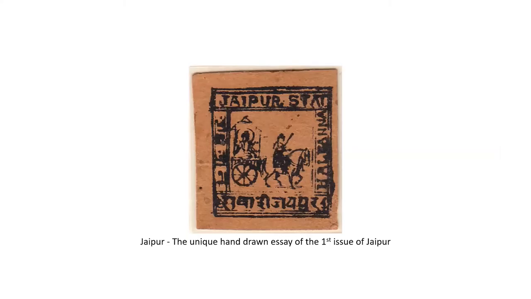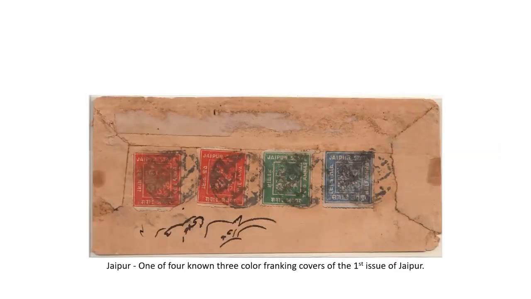Now we move on to Jaipur. This is a hand-drawn essay of the very first issue of Jaipur. I happen to like 3-color frankings or 4-color frankings. These are the 3 denominations that the first issue of Jaipur comprised. We call them the lithograph issue of Jaipur, the first issue. And this happens to be 1 of 4 known covers bearing all 3 denominations from the first issue.